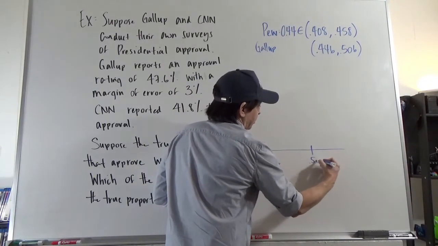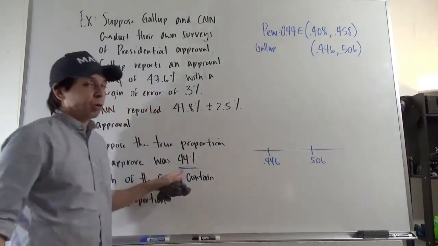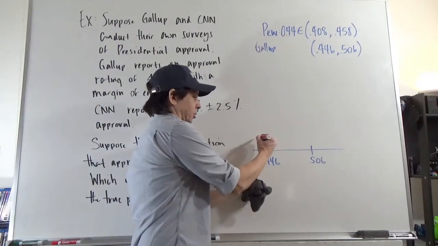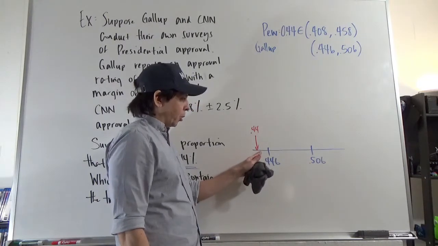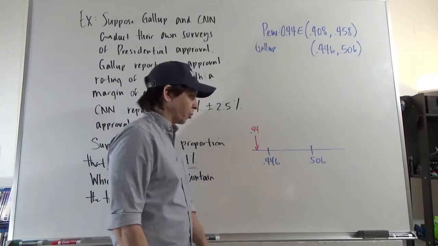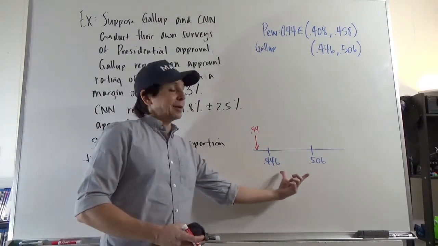We got 44.6%, 50.6%, and where is 44% exactly? That's 44.0%. Where does that land? That's short of this. 44 is right there, and you've got 0.441, 0.442, 0.443, 0.444, 0.445, and 0.446. So it is outside of that interval, meaning that Gallup got it wrong.